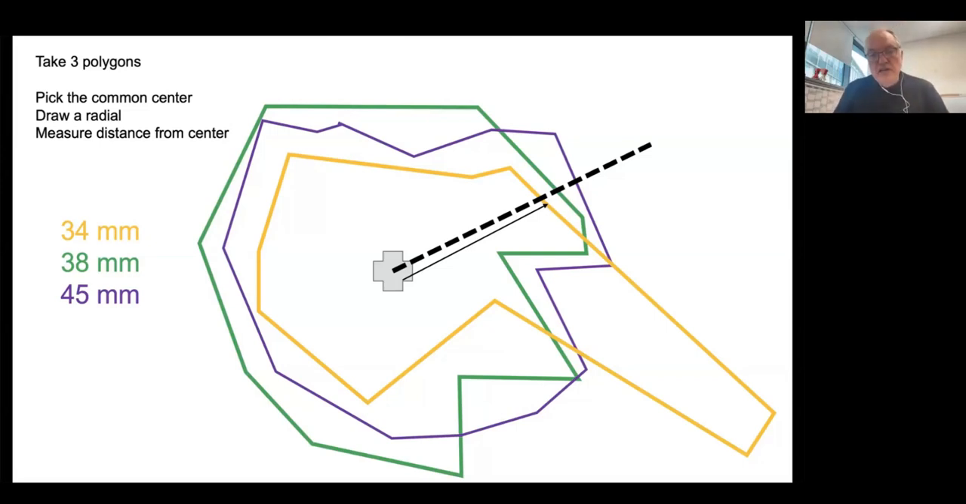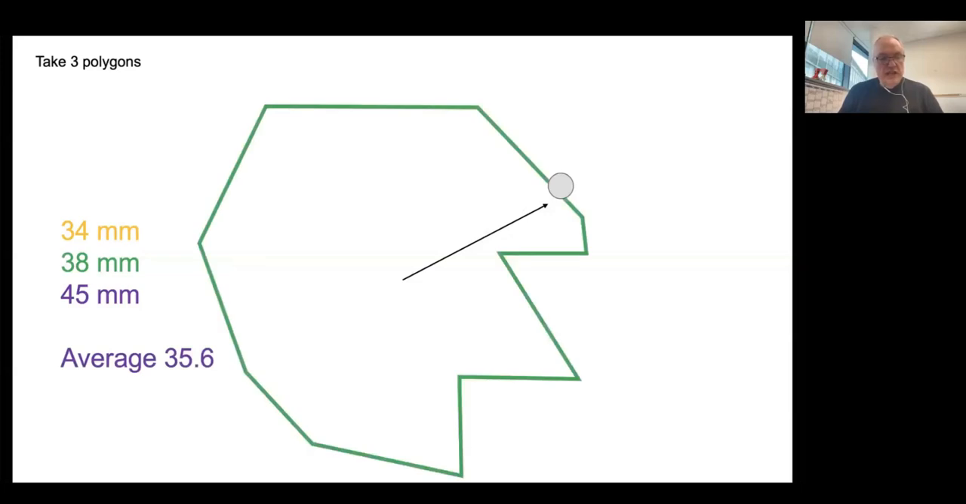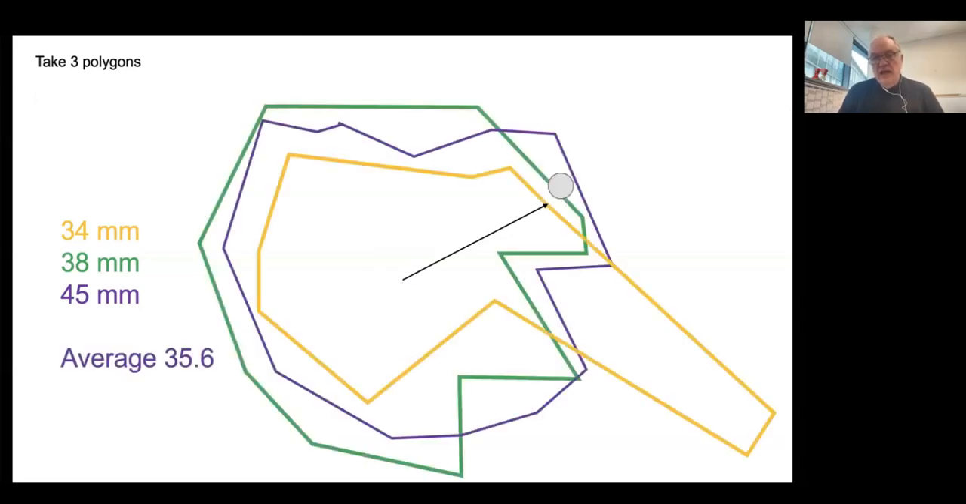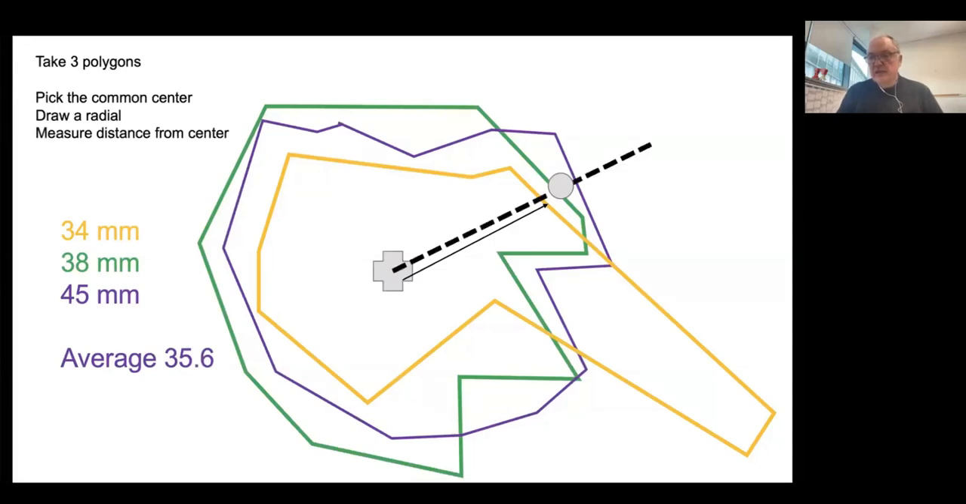And then what you do is you measure the distance from this common center to wherever the polygon intersects. You can see there the orange polygon intersects the dashed radial line, and it produces a distance. Let's say that's 34 millimeters. The green one would be 38 millimeters, and then the purple one would be, let's say, 45 millimeters. The actual numbers don't really matter in this particular case, they're just some measurement. What we can then do is we've got three numbers, so we can find the average of three numbers. The average is going to be 35.6, and we can create a dot at 35.6 along that radius. So that's the average of that particular radial.